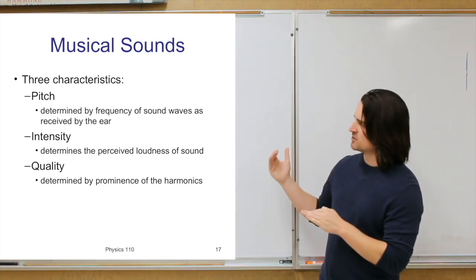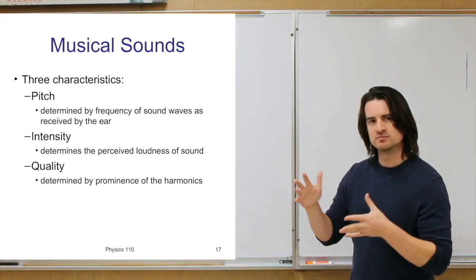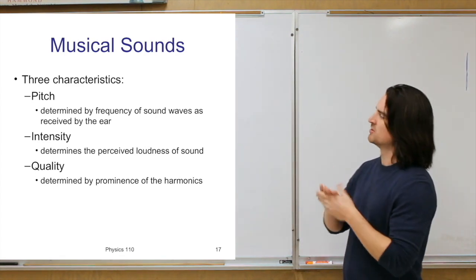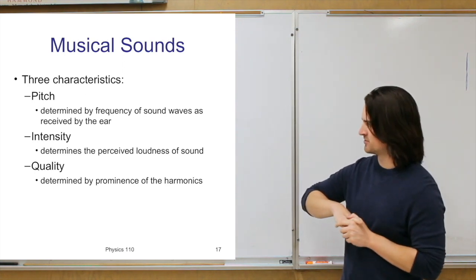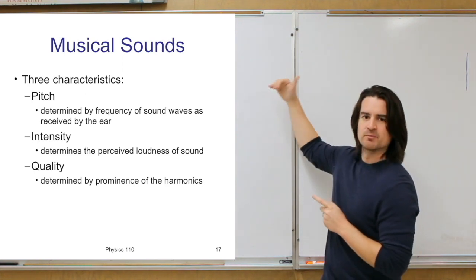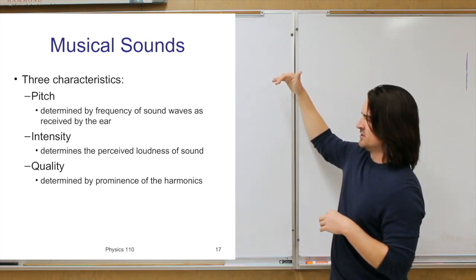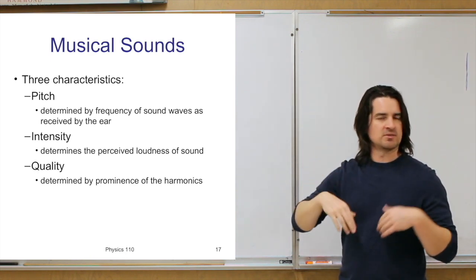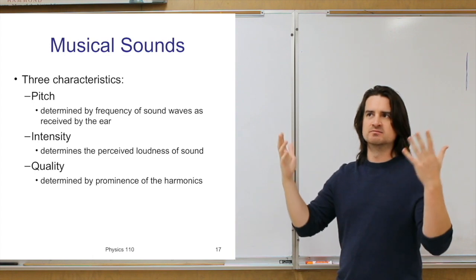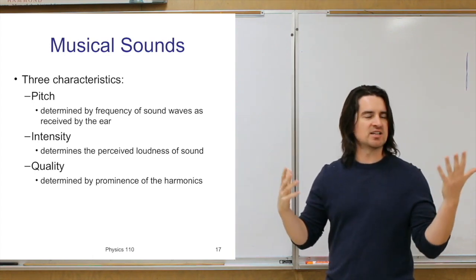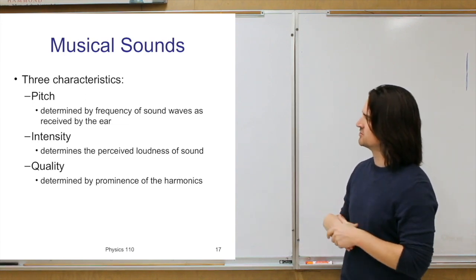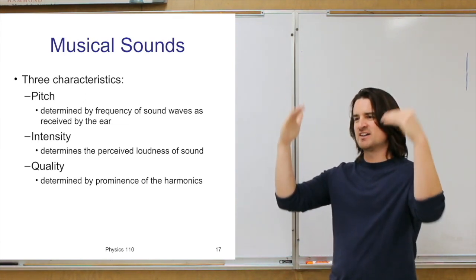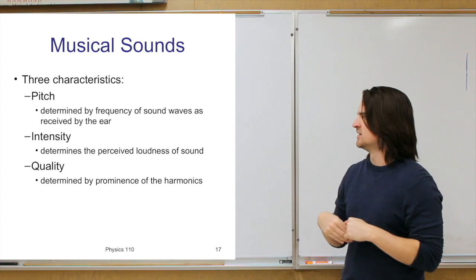Generally speaking, I'm going to break it into three characteristics of musical sounds. One is what we call the pitch. If something's high pitched, it's hard to say anything else, it's high pitched. Or low pitched: very low tones, high tones, low tones. So the pitch is telling you the highness or the lowness of the sound.